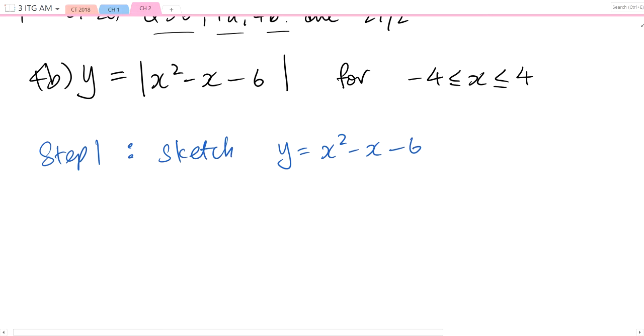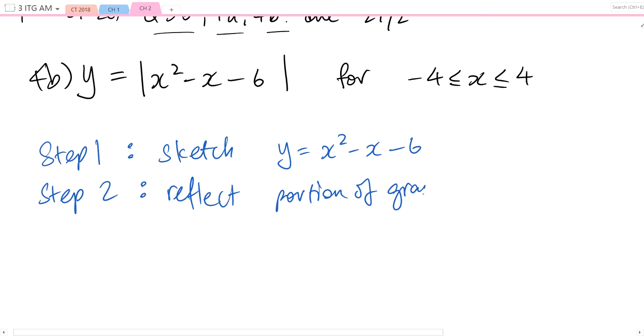Once I am able to sketch this, step 2. What is my step 2? How do I convert a graph of y equals to x squared minus x minus 6 into a modulus graph? So reflect. Reflect the portion of graph below x-axis, upwards. Alright?